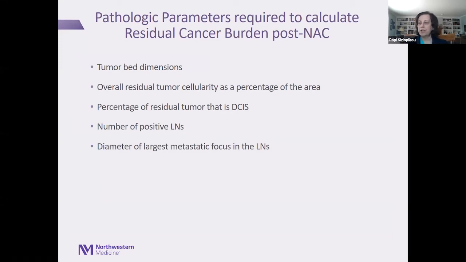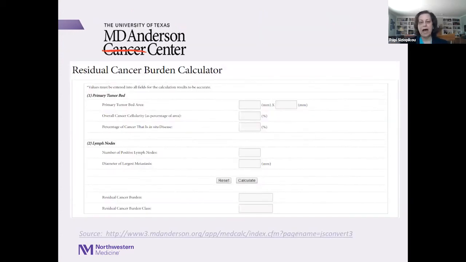The residual cancer burden system was developed by Symmans and colleagues at the MD Anderson Cancer Center. The pathologic parameters required to calculate residual tumor burden post-neoadjuvant chemotherapy are the tumor bed dimensions, the overall residual tumor cellularity as a percentage of the area, the percentage of residual tumor that is DCIS, the number of positive lymph nodes, and, if the lymph nodes are positive, the diameter of the largest metastatic focus in the lymph nodes. These pathologic parameters are then incorporated into a free online calculator available on the MD Anderson website that defines 4 categories of response to treatment.